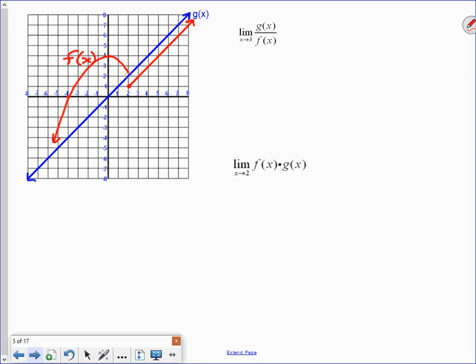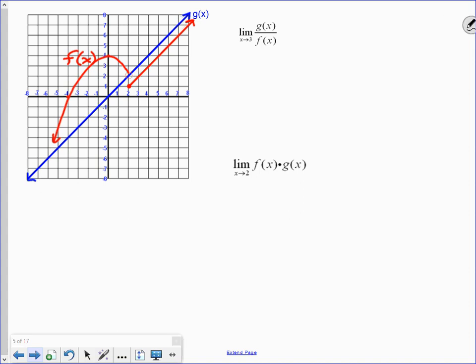So let's take a look at a situation here. Let's say we're not given our functions f(x) and g(x). Instead, we're given graphs of f(x) and g(x) as shown in the graph right here, and we are asked to evaluate certain limits of combinations of f(x) and g(x). So the first one here is the limit as x tends to 3 of g(x) over f(x).